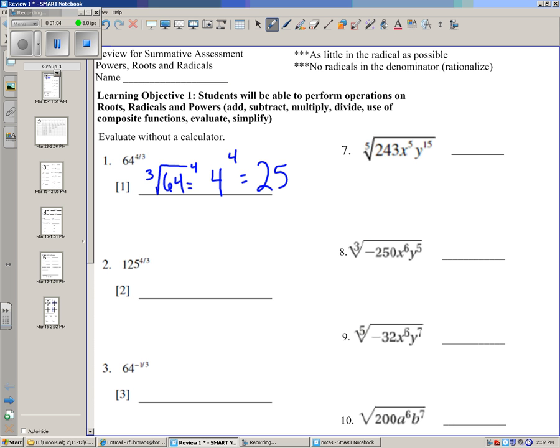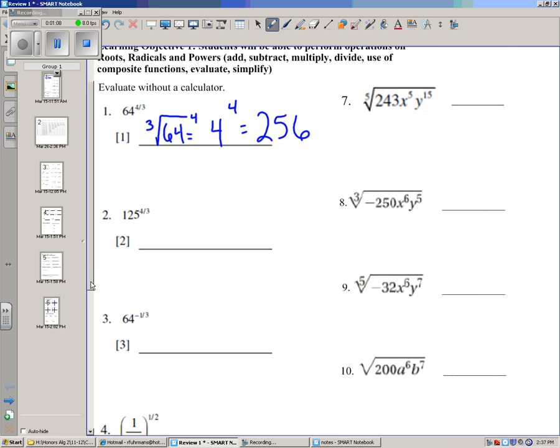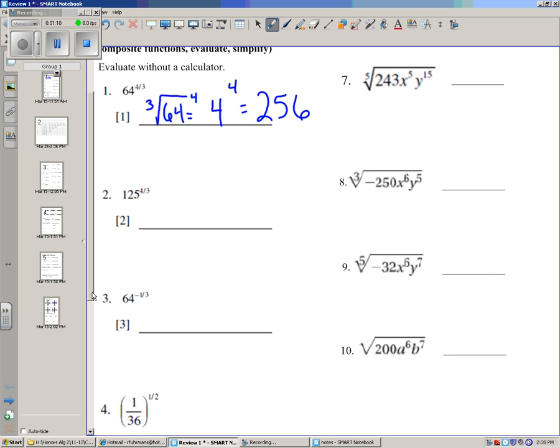And we are not going to worry about pluses or minuses on this, so just whatever the calculator would say. Number 2, same idea. I will be taking the cubed root of 125, which is 5. And then I'm going to take that 5 to the 4th power. And when I'm done, I get 625.